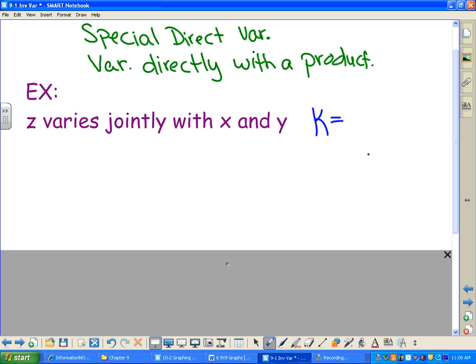It's saying that z is varying jointly with x and y. So joint is a special kind of direct. Direct means divide, so I know I'm going to have a divide over here. And z is going to be on top, and it's going to vary directly with the product of x and y. So that's all it is. Okay? So a joint variation is just a special kind of direct variation. Does that make sense? Okay? Let's look at this one.